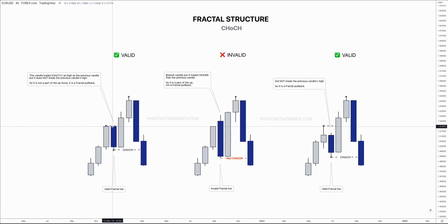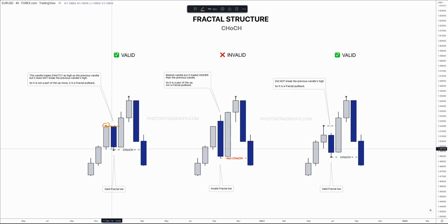Well, remember, what is the definition of a fractal pullback? It's if it fails to break the previous candle's high. So if this candle here trades exactly as high as this candle here, then has it broken its high? No. So that means the fractal pullback has started. So if you see perfectly equal highs, that is the fractal pullback started, and you can mark this out as your current active fractal high, okay?